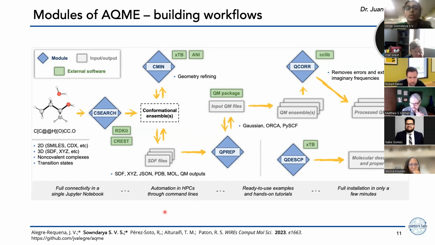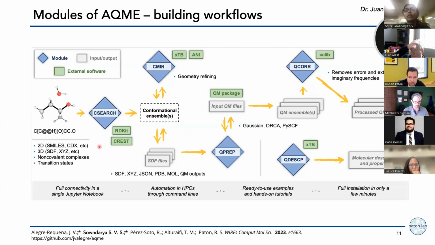So essentially, the different modules that are present within AQME correspond to CSEARCH, CMIN, QPREP, QCORR, and QDESCP, the ones which are highlighted in blue. The external software that we interface with are highlighted in green, and the input and output that we deal with for these software are highlighted in gray square boxes. Just walking you over this specific workflow that we have.